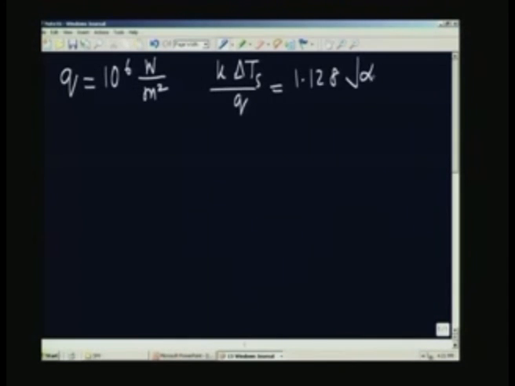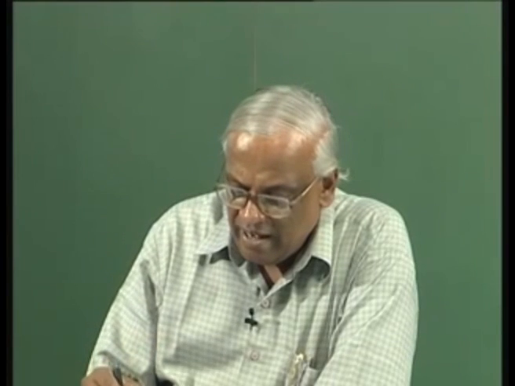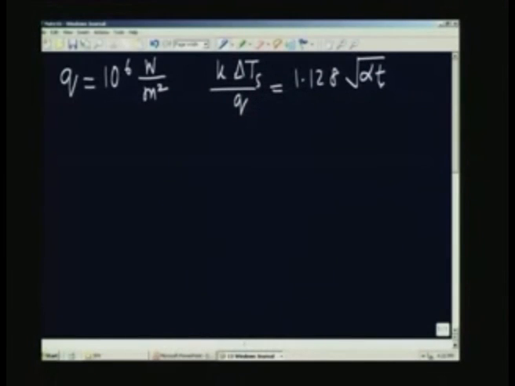Now, I can calculate for the heat flux which is incident, 10 to the power of 6 watts per square meter, 1 megawatt per square meter, that is given. K delta T s by Q is equal to 1.128 square root of alpha t, where alpha and K are the properties of the MACOR which were given in the table form. If delta T s is a maximum value, then I have to find out what t max is. If I put the maximum value here, I will get the maximum.